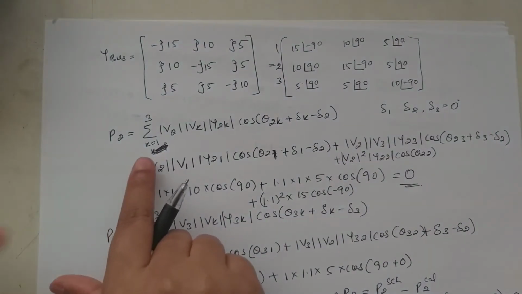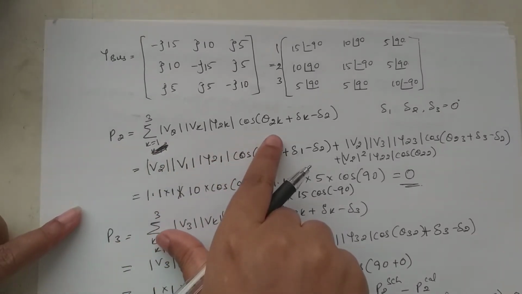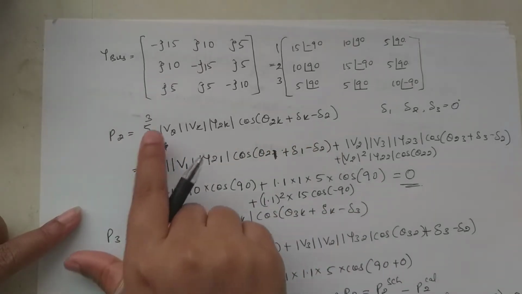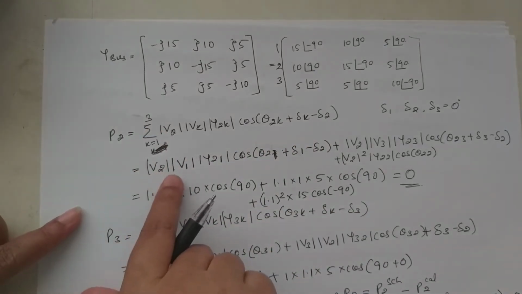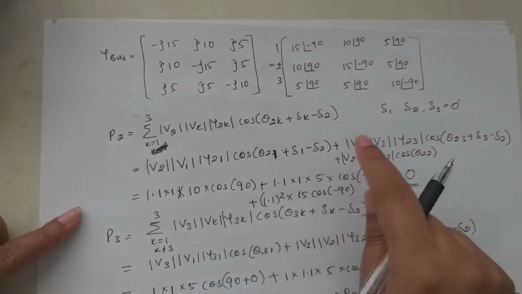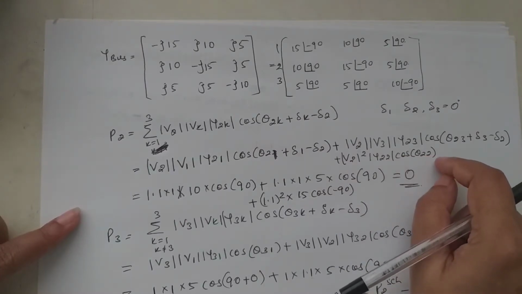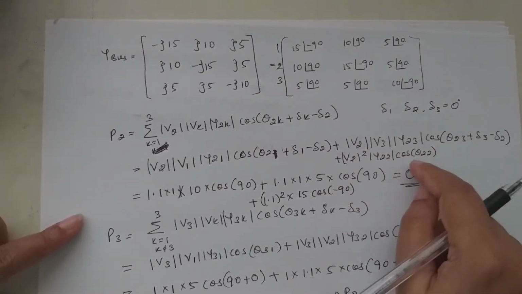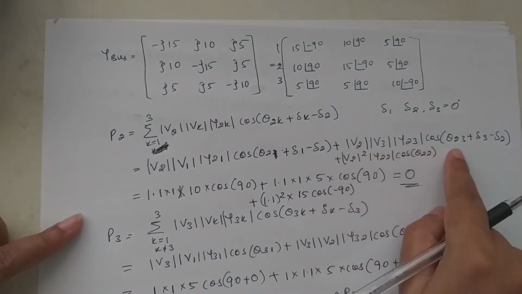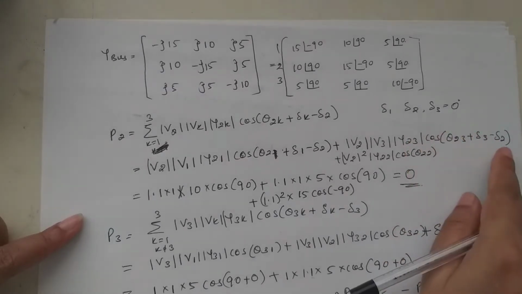So we get the summation of V2 Vk Y2k cos(theta 2k plus delta k minus delta 2). Here k varies from 1 to 3, so it would be V2 V1 Y21 cos(theta 21 plus delta 1 minus delta 2), plus V2 squared Y22 cos(theta 22 plus delta 2 minus delta 2), where the deltas cancel each other and it remains with cos theta 22 only, plus V2 V3 Y23 cos(theta 23 plus delta 3 minus delta 2).